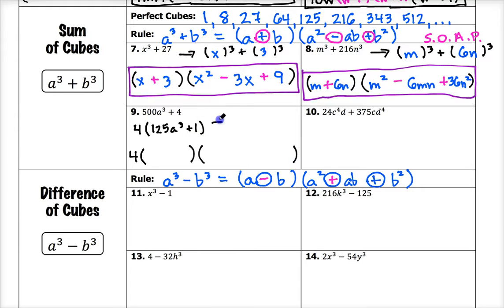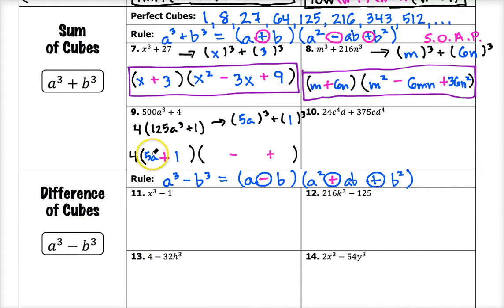So think, what cubed will give you 125a cubed, and what cubed will give you 1? Well, the 1's pretty easy. 1 cubed is itself. So that goes there. 125a cubed, if you cube 5, that will give you the 125. So this is going to be a 5a here. So that means your binomial is going to be 5a plus 1. Let's do those signs. Same, opposite, always positive. So 5a plus 1 for your binomial.